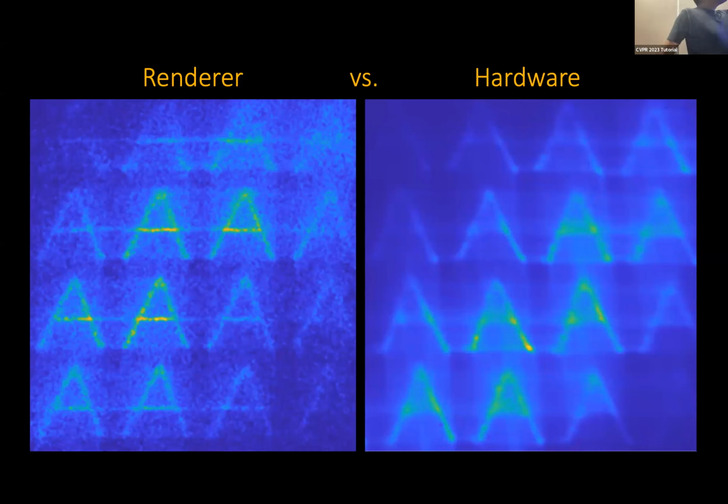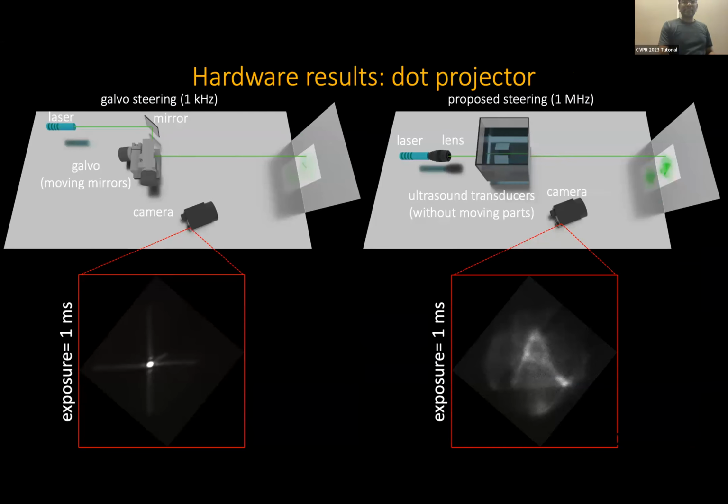So I compared rendering with hardware, and basically we used rendering to develop all these scanning techniques in software first. And once we were happy, we went to the lab and built the prototype with the best optimal parameters. However, the remaining results that I'm going to show are all on hardware, not rendering results. Next, we compared our technique with galvanic mirrors, which are two mirrors, right?